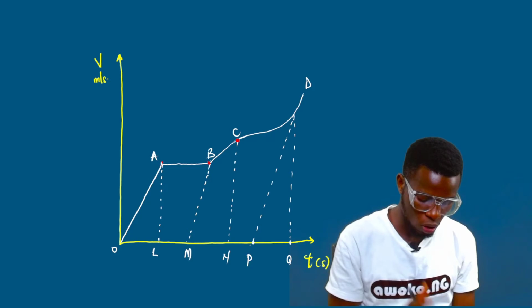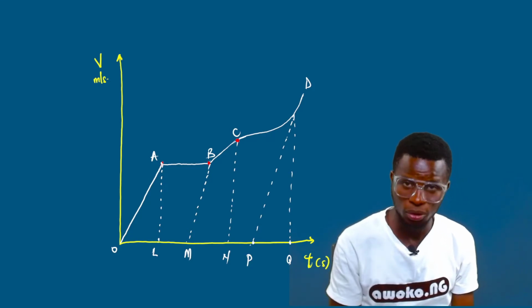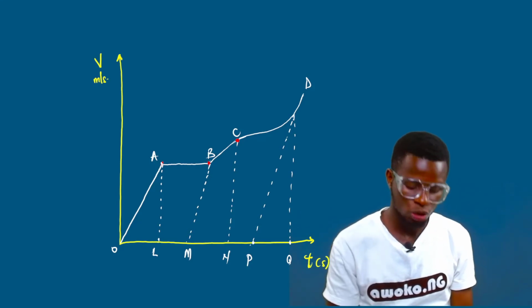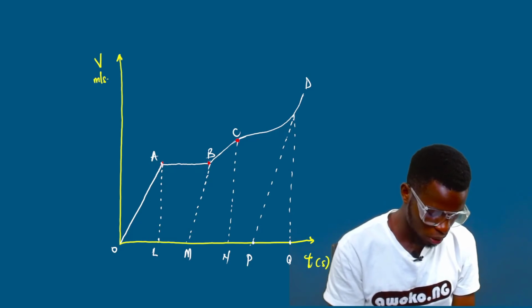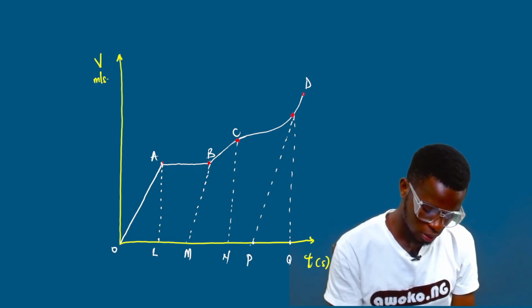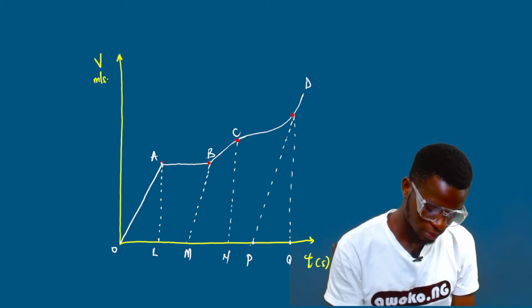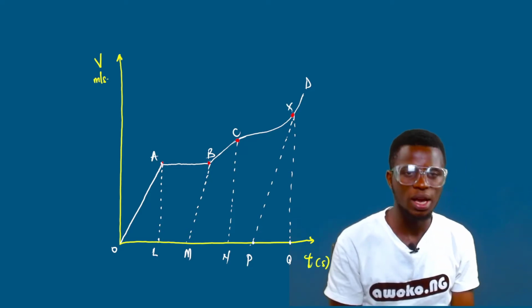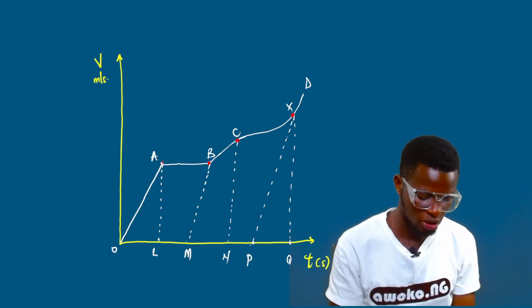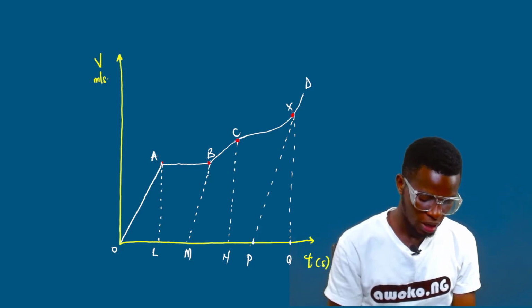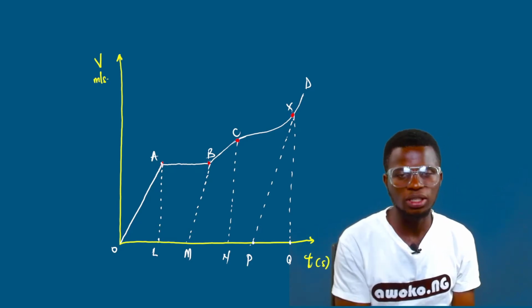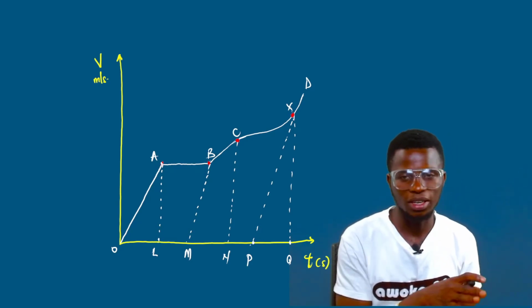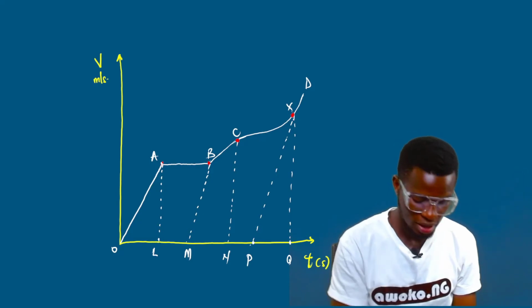All these points O, L, M, N, P, and Q show the time taken or the time interval to complete these motions A, B, C, and the rest. Of course, we can call this point X. So how can we analyze the motion of this object we have seen above? Now, considering the gradient, remember the gradient of the velocity time graph gives the acceleration. Please take note of that.